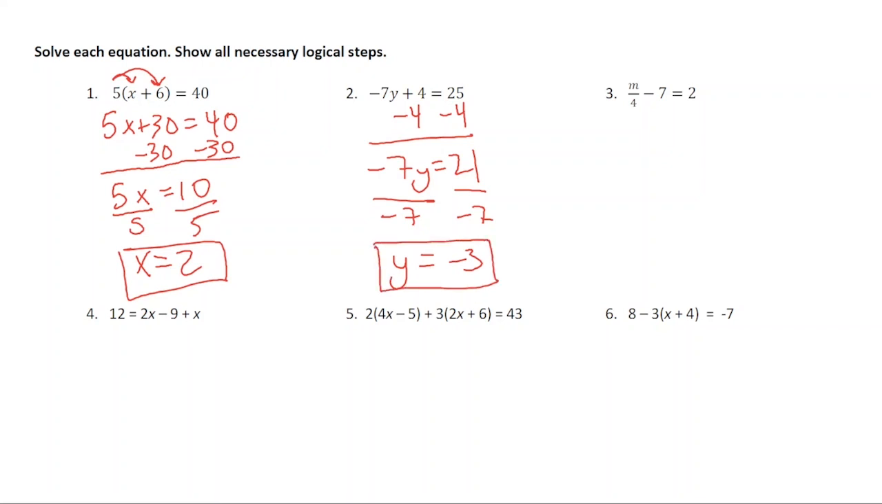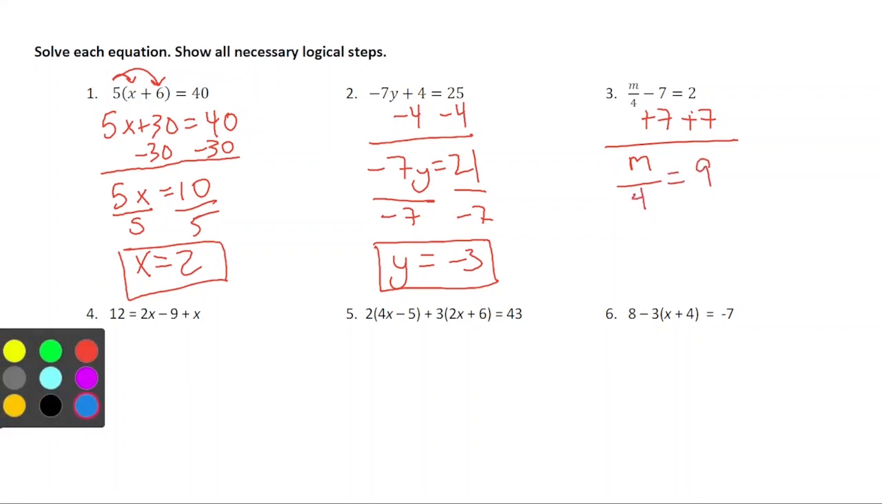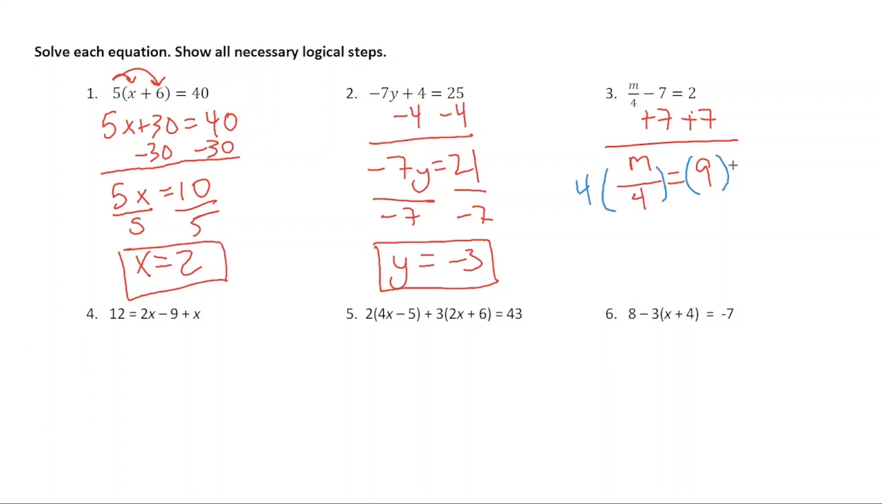For number 3, I'm going to add 7 to both sides. And so I get m divided by 4 equals 9. I'm going to multiply both sides by 4 here. So I'm going to say times 4 on the left-hand side, times 4 on the right-hand side. And I'm doing that to reduce this 4 divided by 4 as 1. I want to get rid of that and just be left with m equals 36.